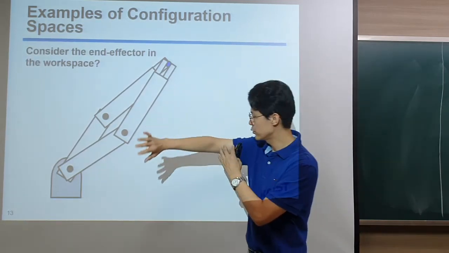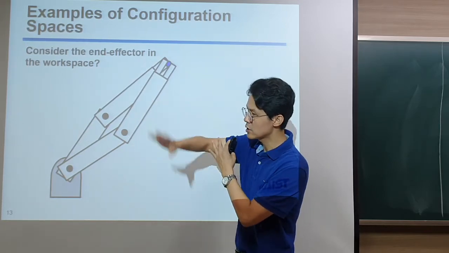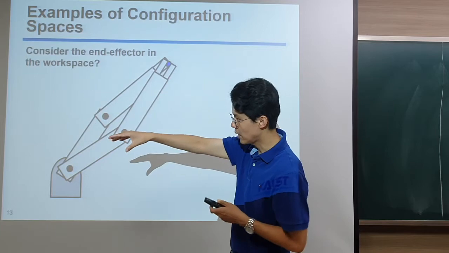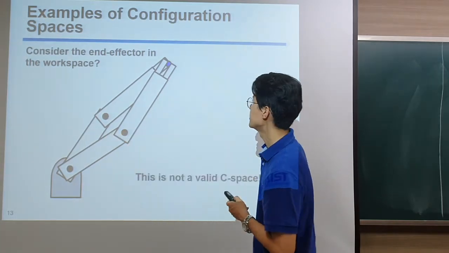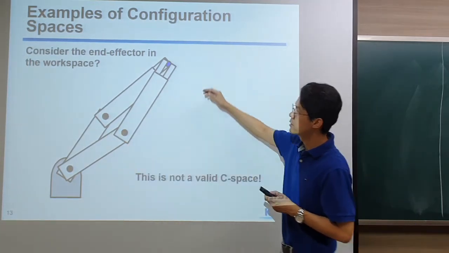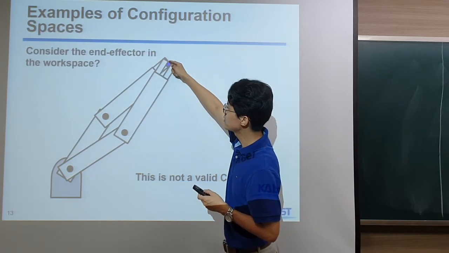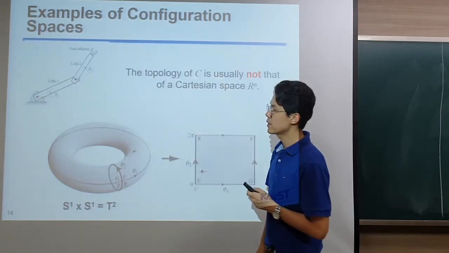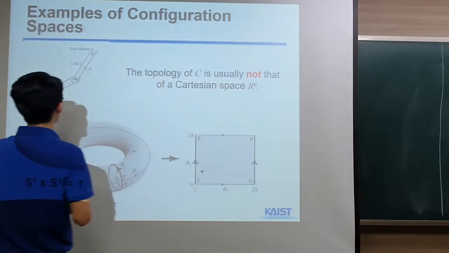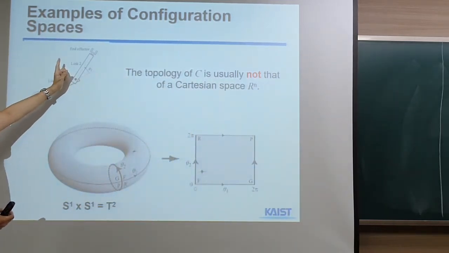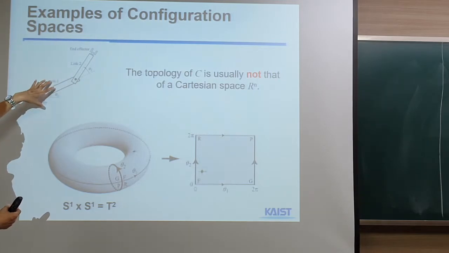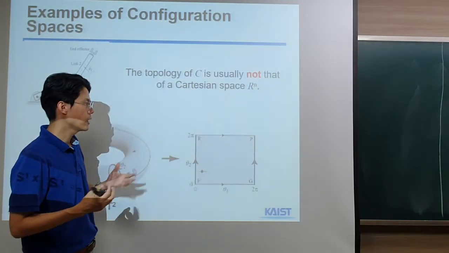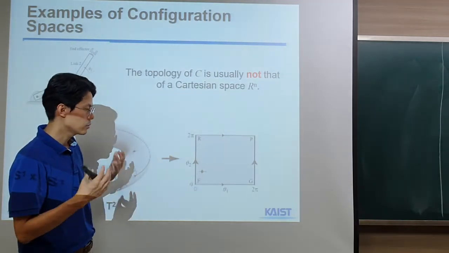In other words, we change the angle. We actually move around our robot to place our end effector at a particular location in the workspace. So again, just considering the position of the end effector is not a valid C space. And also you can think that we can exchange theta 1, theta 2, right? And then basically the space of C space, we can treat that.